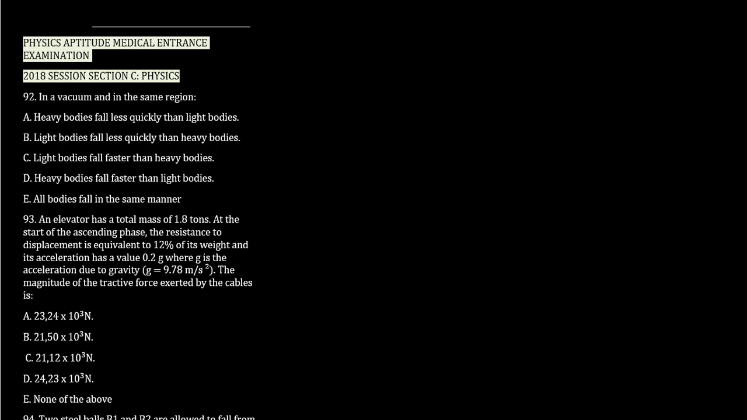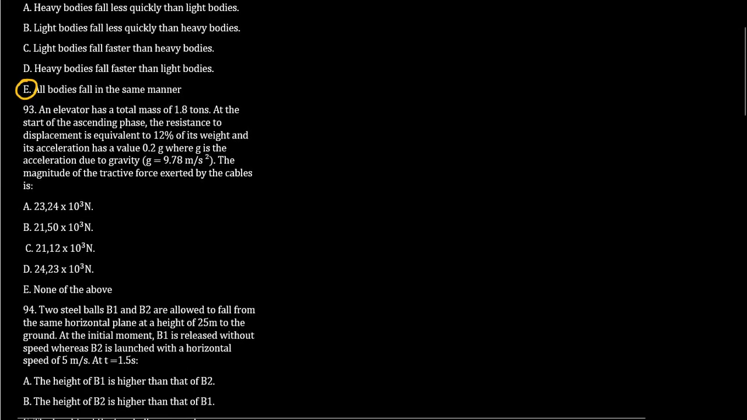Okay, question number 92. In vacuum and in the same region, A, heavy bodies fall less quickly than light bodies; B, light bodies fall less quickly than heavy bodies; C, light bodies fall faster than heavy bodies; D, heavy bodies fall faster than light bodies; E, all bodies fall in the same manner. Correct option is E.